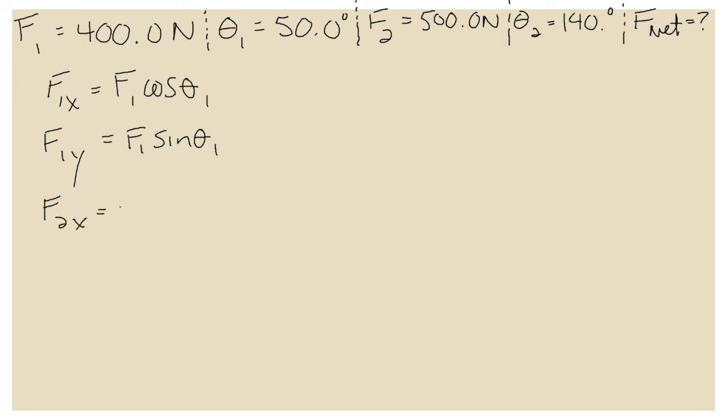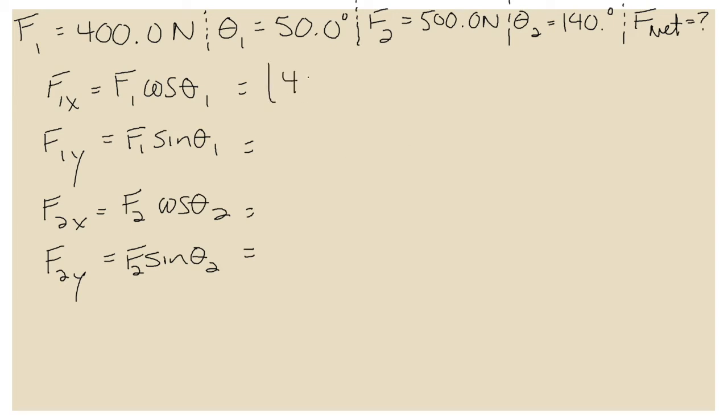F2x is going to be F2 cosine theta 2. And F2y is going to be F2 sine theta 2. Then I write my equal signs. I want to keep this as organized as possible. And now I'm going to punch in my numbers. F1 is 400 newtons, 400.0 newtons. And the cosine of theta 1 is going to be the cosine of 50.0 degrees. I'm going to close that up. I'm going to write equals, and I'm going to move on.